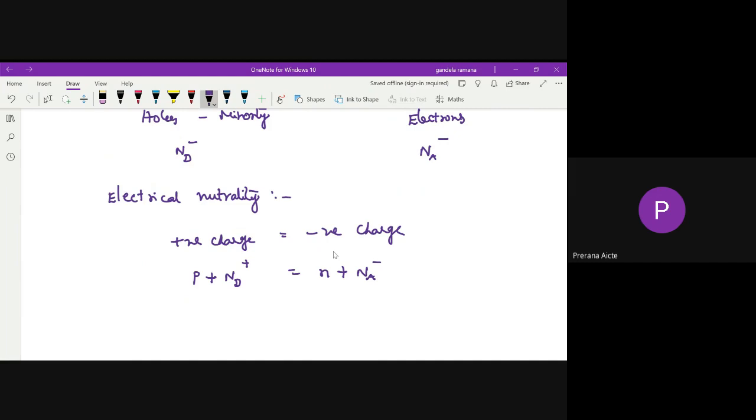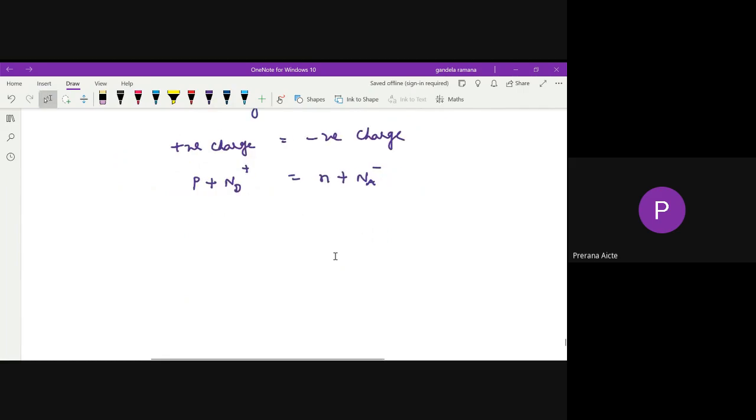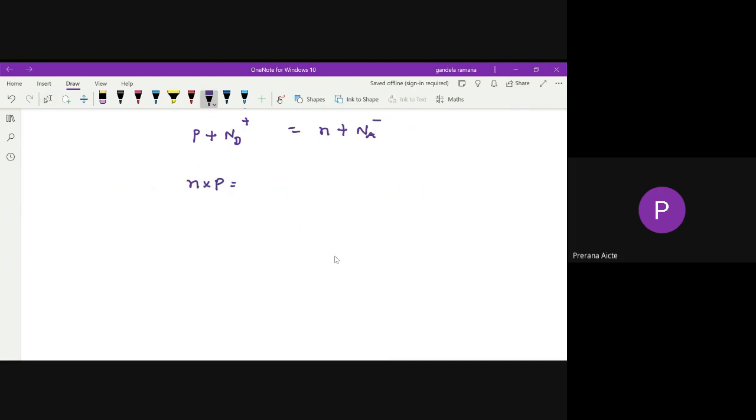So to calculate the minority concentration, what is the formula for that? N into P is equal to Ni square, the square of the intrinsic concentration. In N type, donor ion is equal to the number of electrons. Initially we assume P is approximately equal to 0.